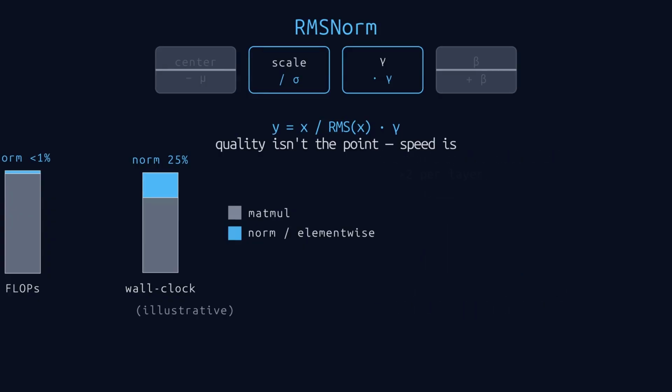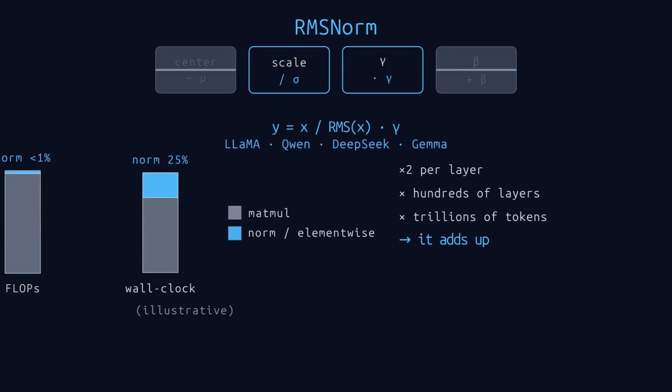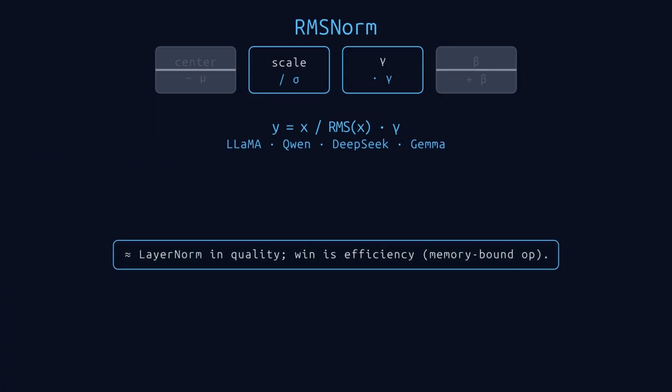The original paper reported anywhere from 7 to 64%, depending on the setup, but repeated twice a layer, hundreds of layers deep, across trillions of tokens, it adds up. Which is why RMSNorm is now the default in Qwen, DeepSeek, Gemma, and most everything else.